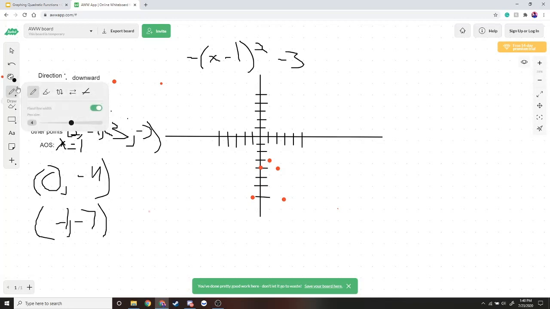And the last thing we need to do is draw the parabola. So just like this. Put the arrows because it's continuing downwards forever. And there you have it.